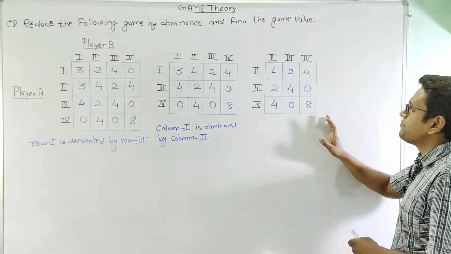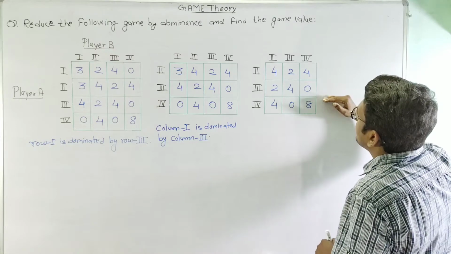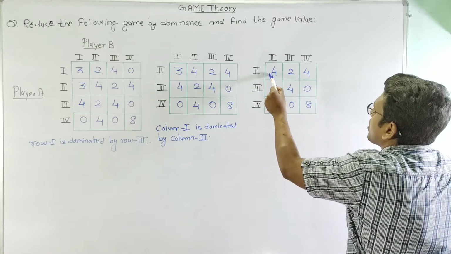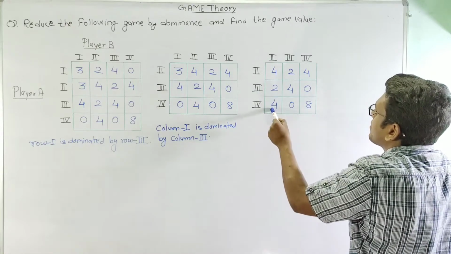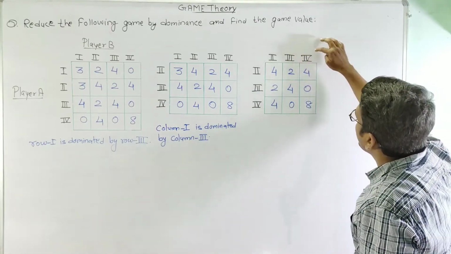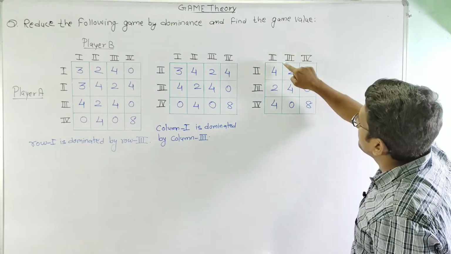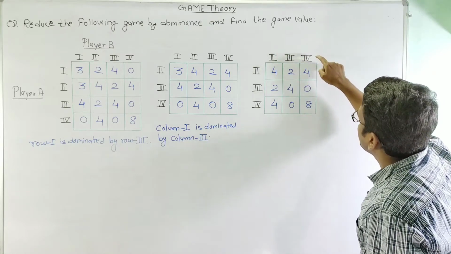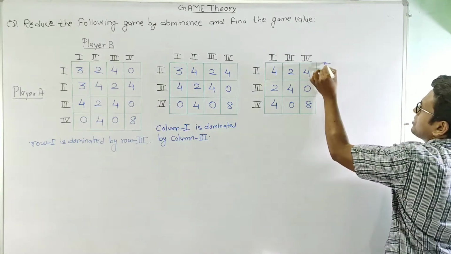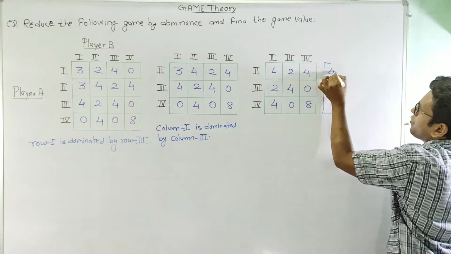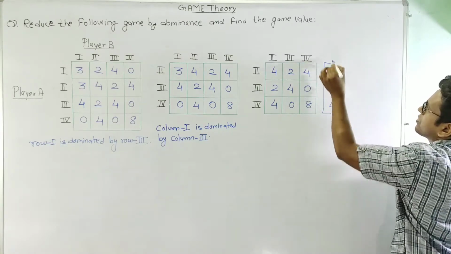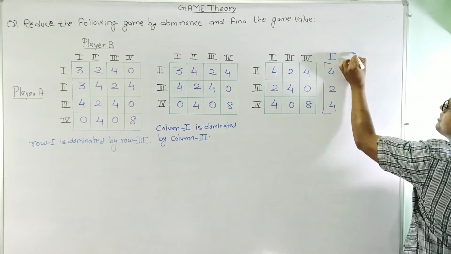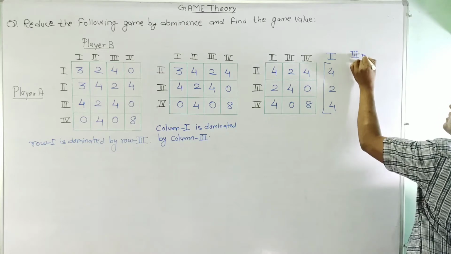So let us see here. From here we can compare column 2 with a combination of 3 and 4. Okay, we will compare column 2 with the combination of 3 and 4. So this is column 2, 4, 2 and 4. This is column 2, and the combination of 3 and 4 means the average value of column 3 and column 4.